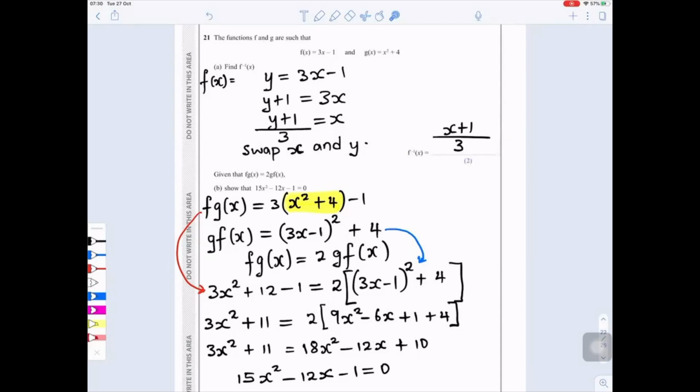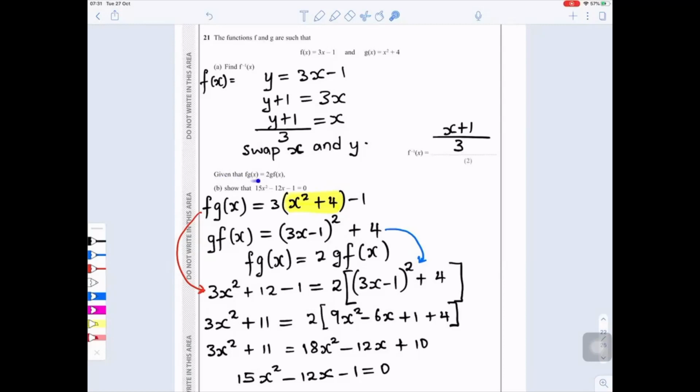So to find the inverse, write it as y equals 3x minus 1. Make x the subject, and then you swap it at the end. And the inverse means a reflection in the line y equals x.